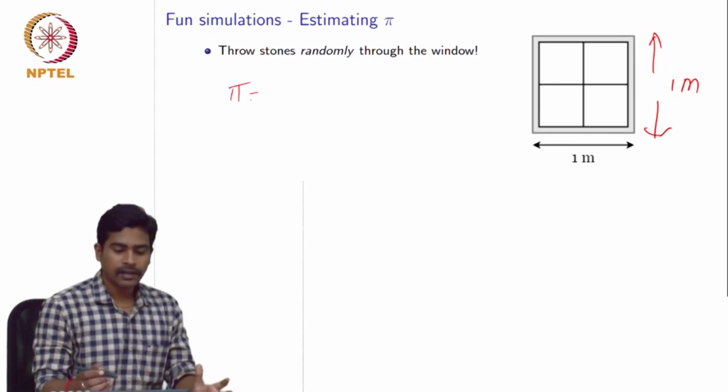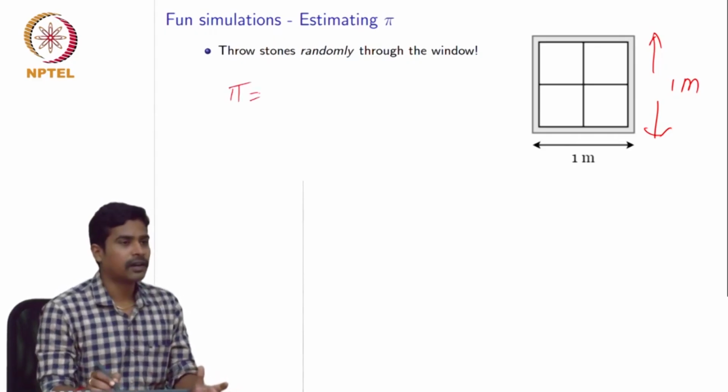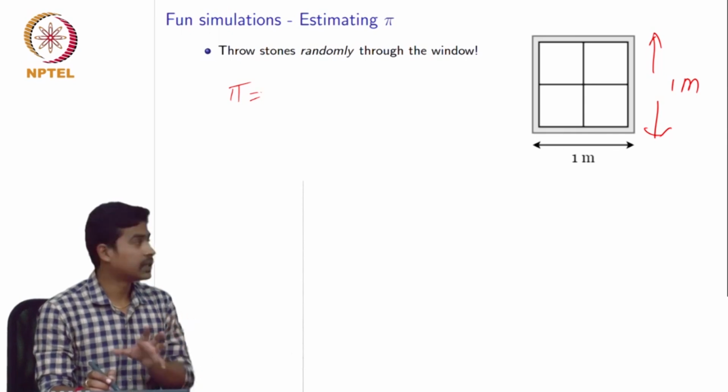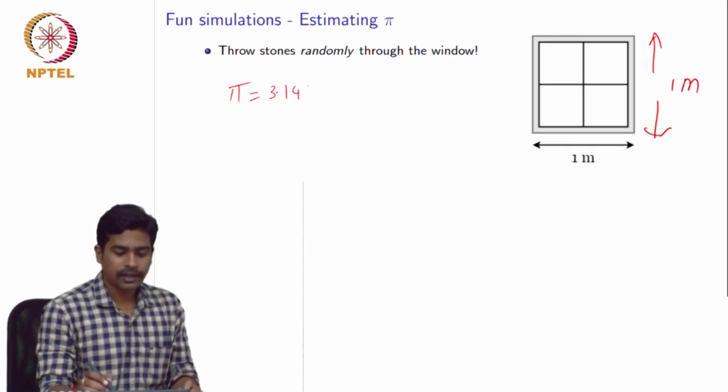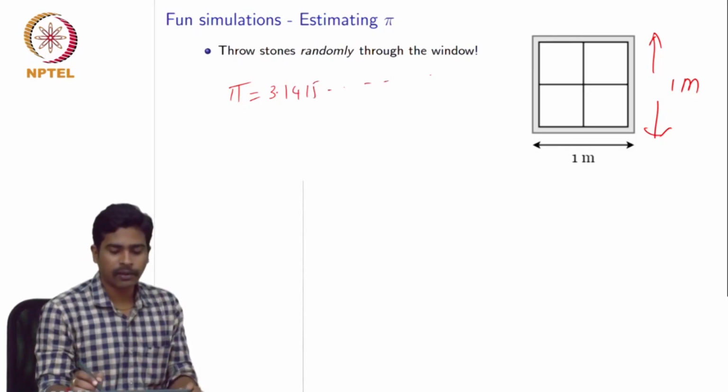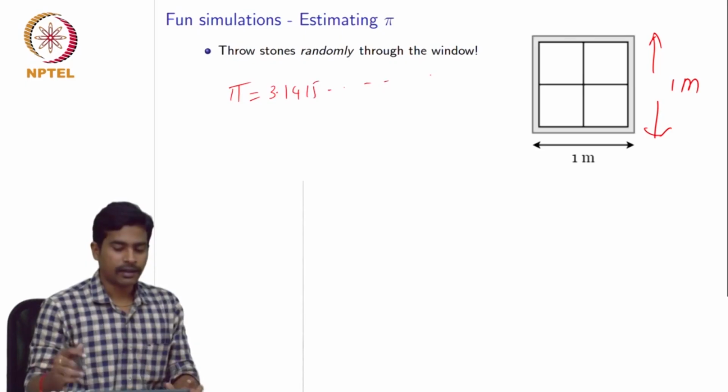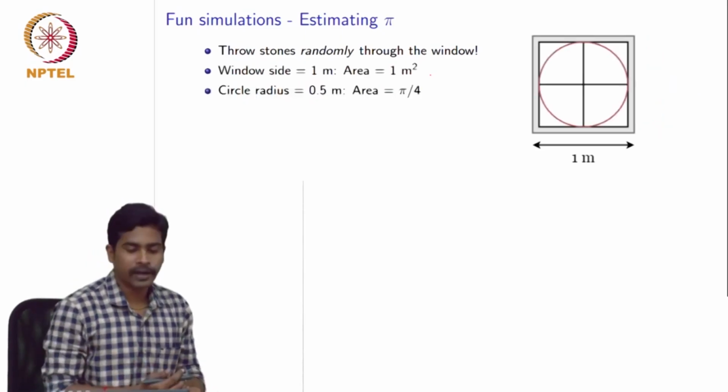We know pi is the ratio of a circle's circumference to its diameter, and pi is also an irrational number, and the value of pi is given by 3.1415 and a lot of decimal points.